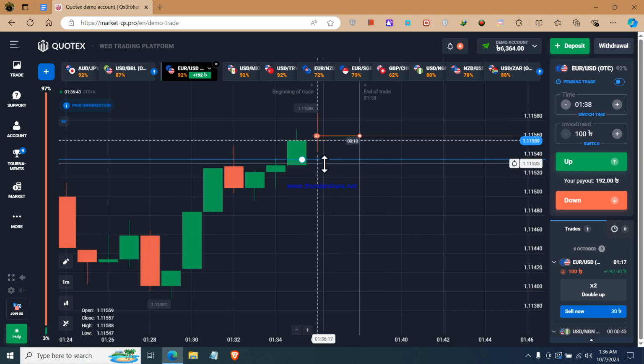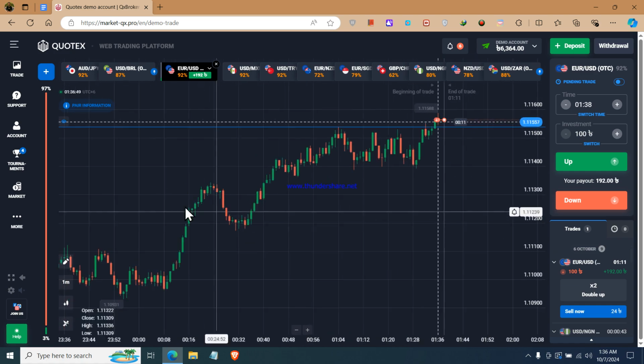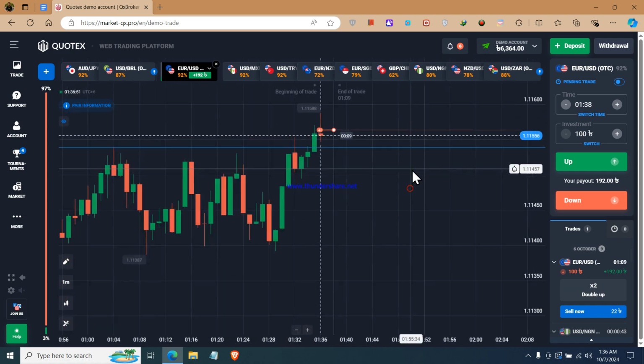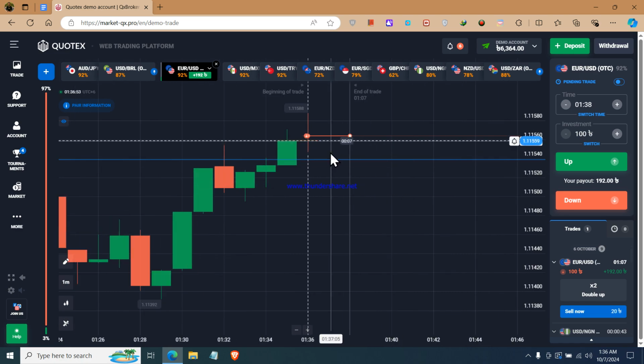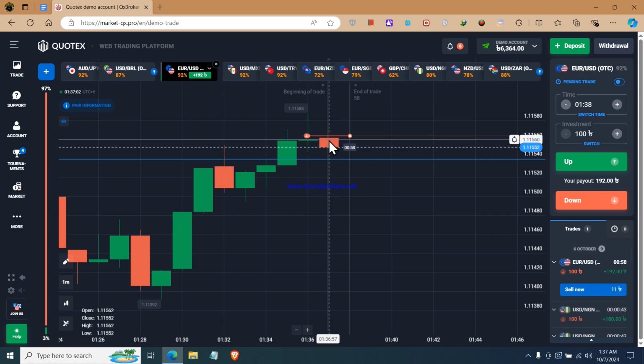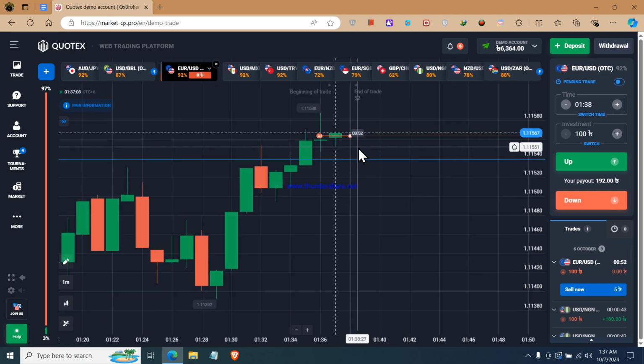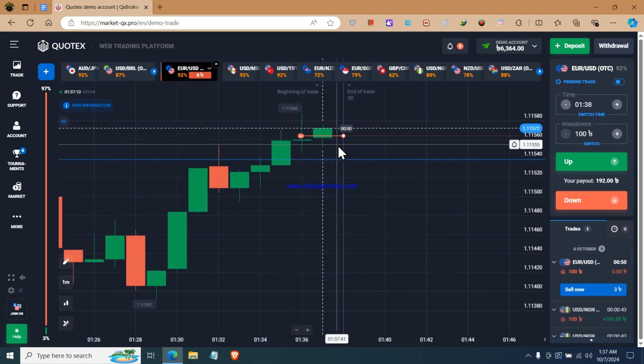But let's hope that it does not become a very big candle, so that my next candle can become a red candle. Let's hope that it stays like this, okay. So it became a green candle, and there was a gap up. I'm not sure which party did that gap, so yeah.